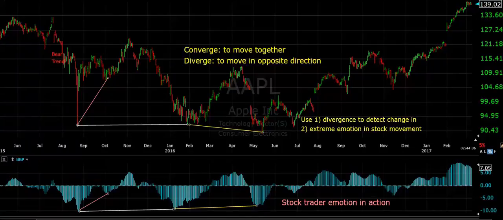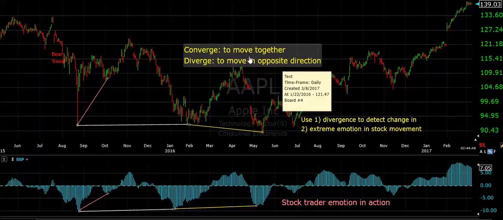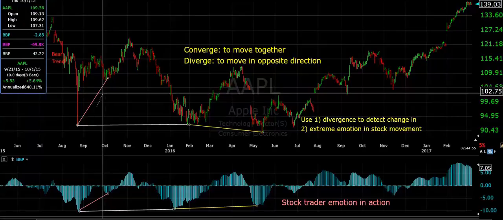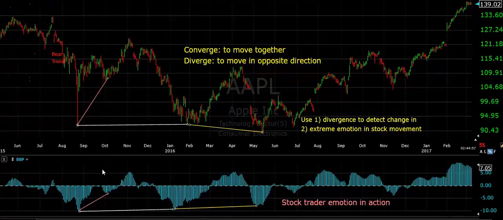We'll start with Apple Computer, and 2 things we need to understand: how to read the chart. This is a 1-day chart, and what is important to understand is what convergence and divergence is. Very simply, converging is when things move together. These pink lines, this is converging with this line. They're both moving up. And divergence is moving in the opposite direction. This yellow line is moving down, as you can see, and this line is moving up, so that is diverging.